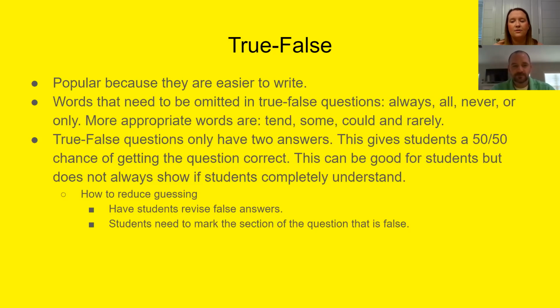If a student decides to put false on an answer, then you may have the student revise and correct that question to make it true, so that you can see that the students actually know that it is false. And then, as I said, the students need to mark the section of the question that is false. That way you're seeing that they truly know that that question is false.